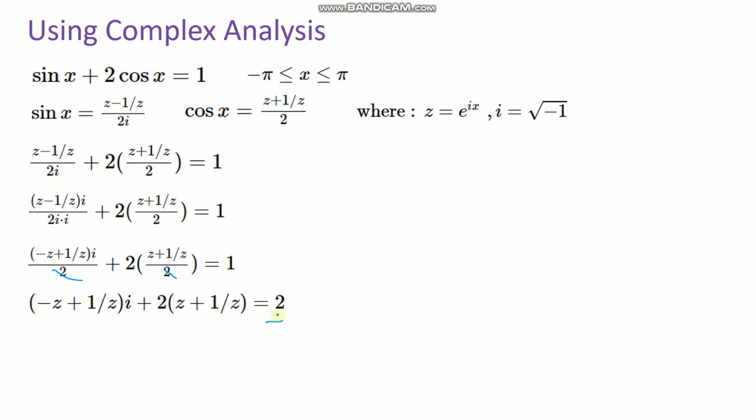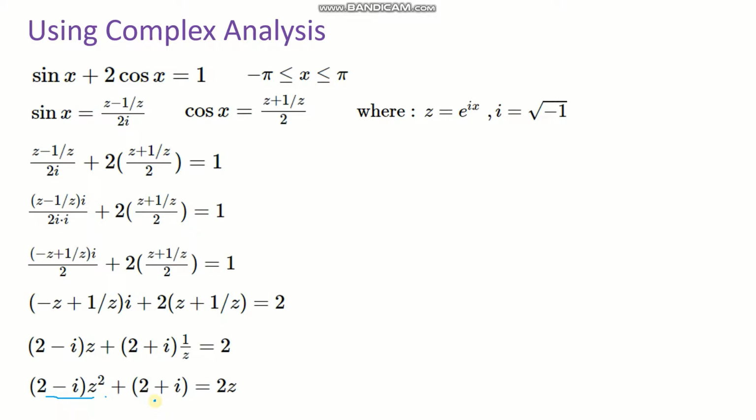Combining the terms that have z and 1/z, for z we distribute the 2 and i, so we have (2 minus i) times z plus (2 plus i) times 1/z equals 2. Now, we multiply both sides by z. We have (2 minus i) times z squared plus (2 plus i). The 1/z becomes 1, and the right hand side becomes 2z. Transfer 2z to the left hand side. We have (2 minus i) times z squared minus 2z plus (2 plus i).